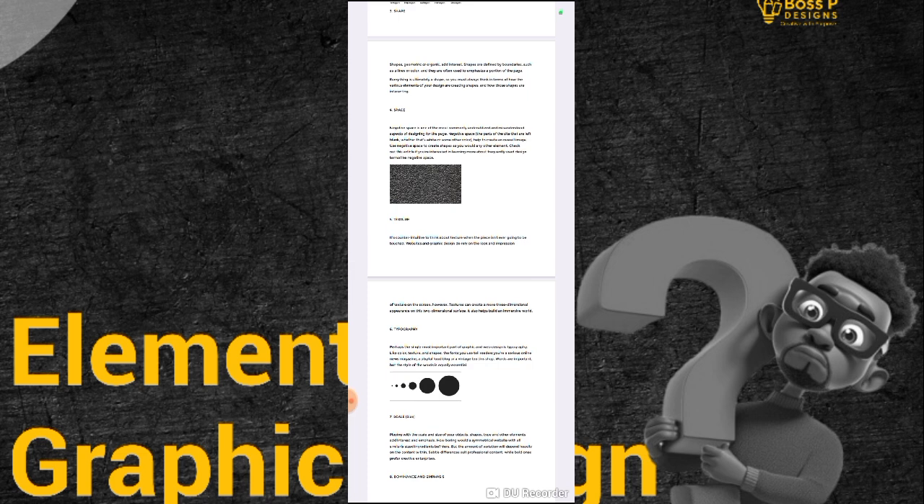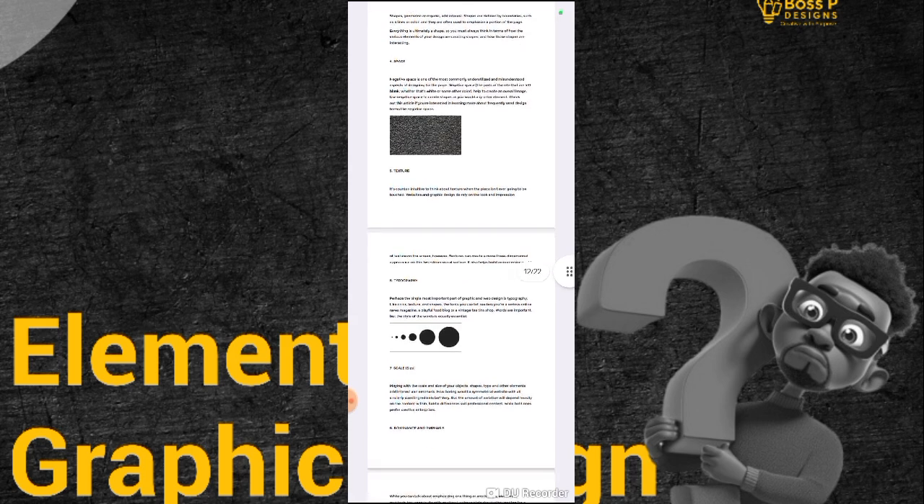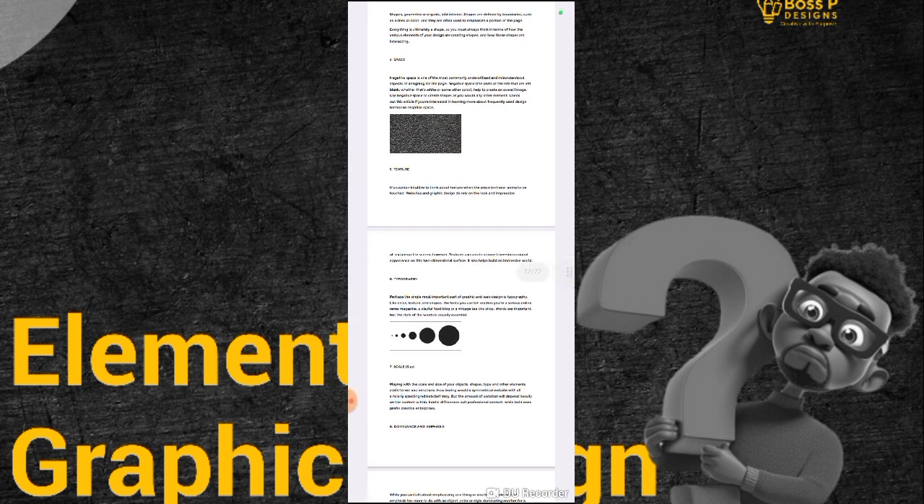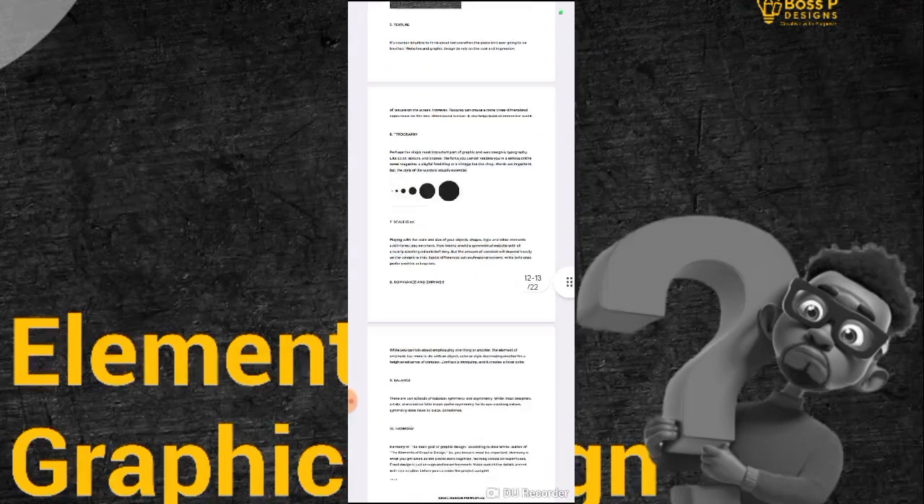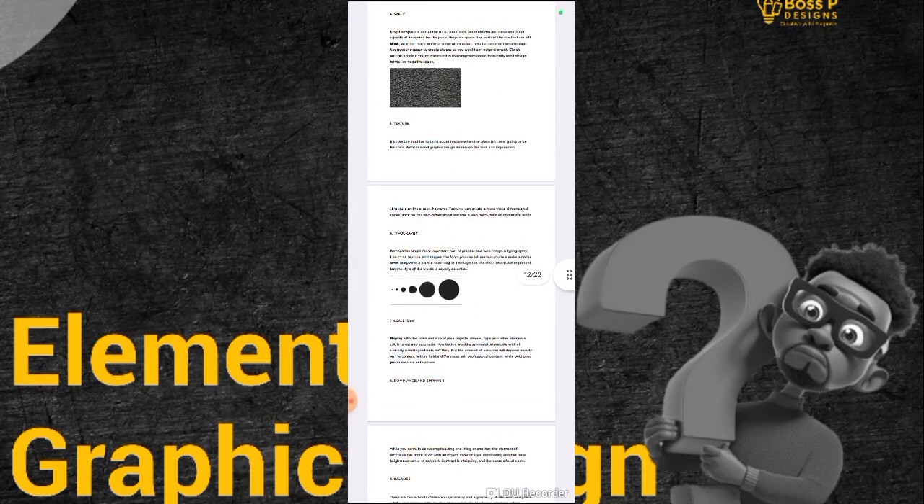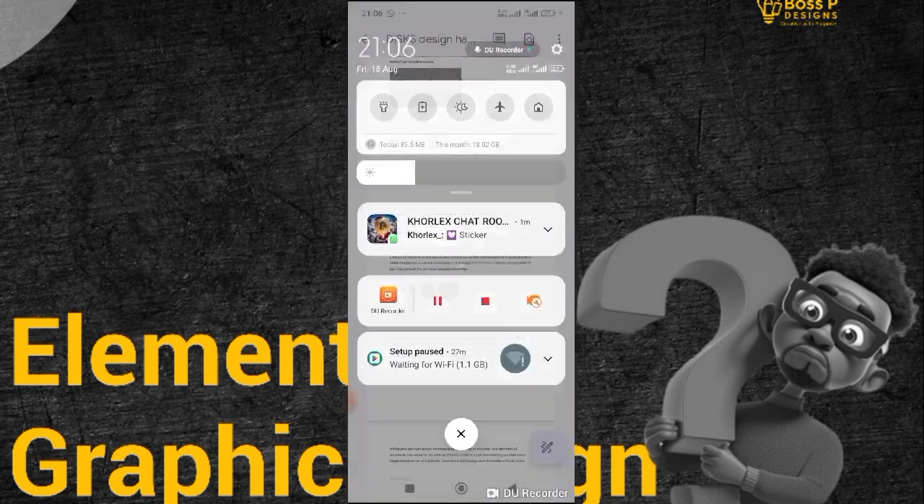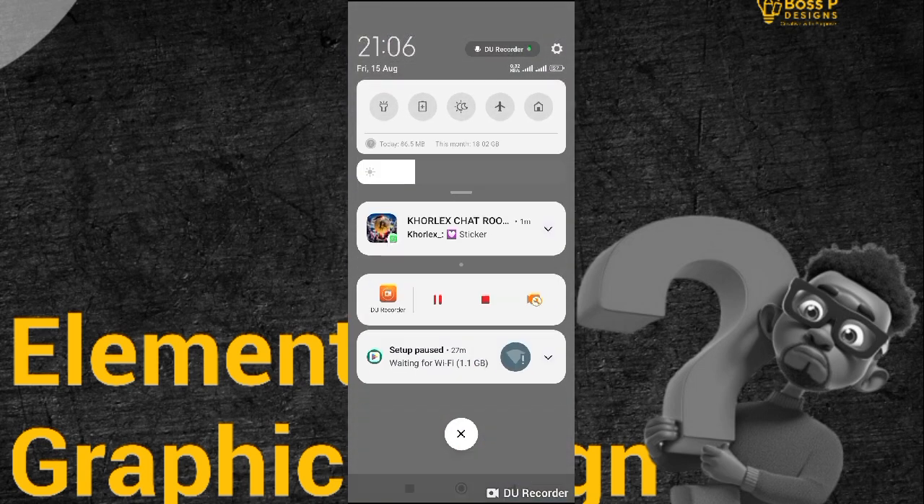When you are designing, always make use of this negative space. It is really important. This negative space, just make sure you learn how to use it. It's not that all your design should be occupied. Don't occupy all your design. Make sure you leave some space, that will make it look really good.